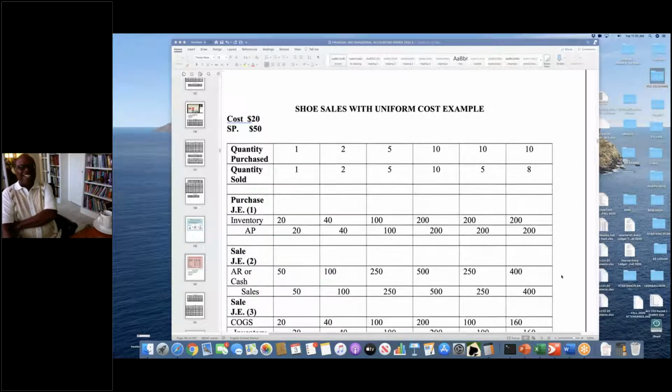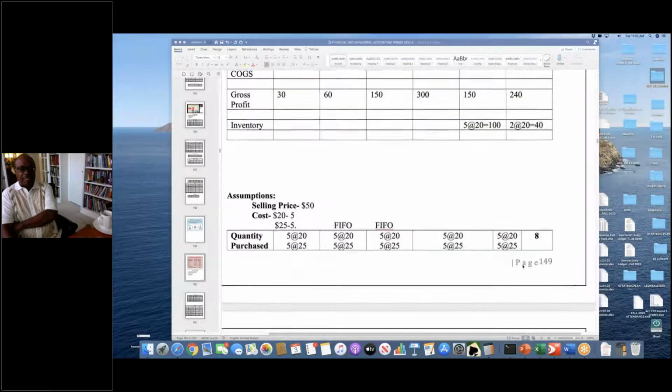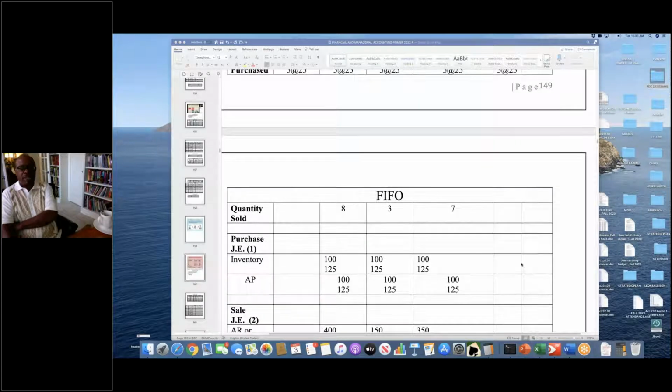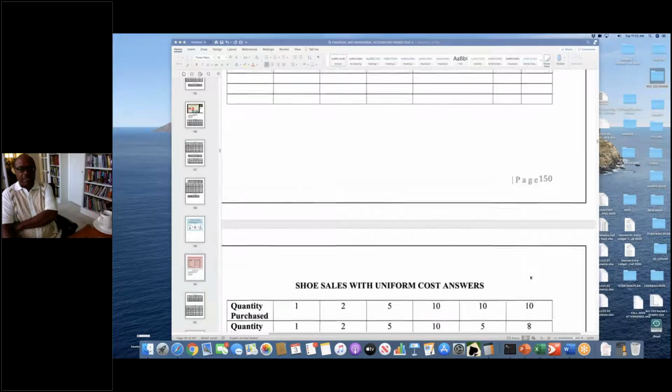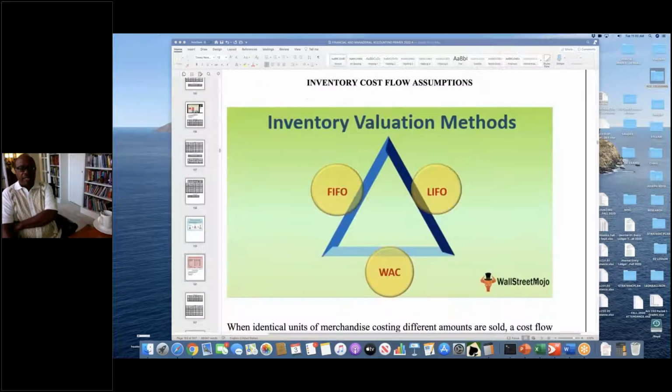Here's our simple example when the shoes cost the same thing. But let's move into a situation where the shoes don't cost the same thing. Okay. So the shoes don't cost the same thing. You got three alternatives to price the shoes.